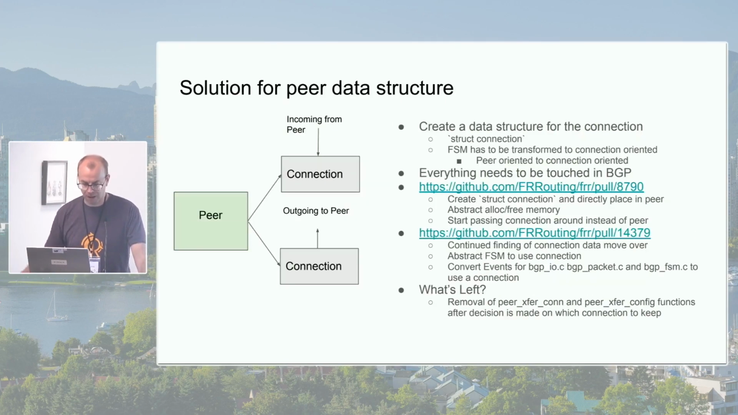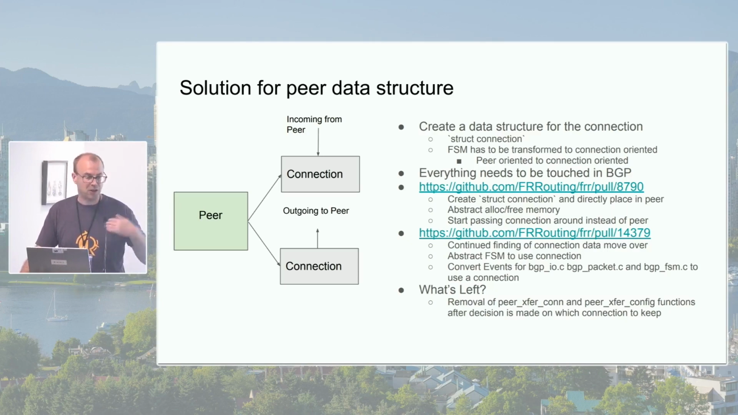So I'm going to create a data structure for the connection, and I'm going to call it struct connection, and I'm going to transfer the finite state machine to be connection oriented instead of peer oriented. And I'm going to create a connection for the incoming peer and a connection for the outgoing. All right, so some of this work's already been done. I have the two pull requests here, but effectively the first pull request created the struct connection and abstracted the allocation and deallocation of memory and started passing around the connection instead of peer.